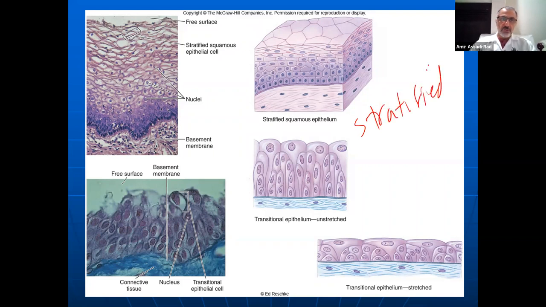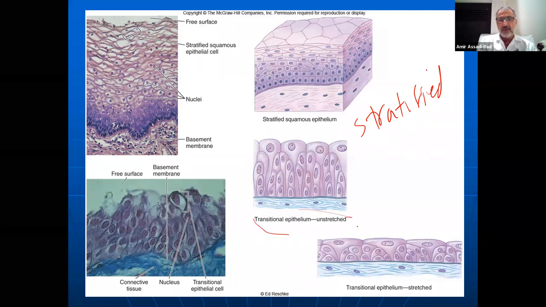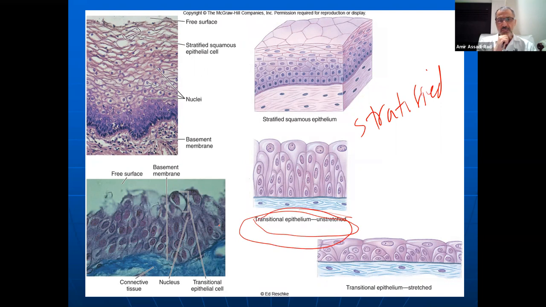So you can see many layers in here. What is this? Free surface stratified squamous epithelial tissue. And they're showing you the drawings. And these are the transitional epithelial tissue. Give me a rain check on that one; we'll talk about it later on. Transitional means they change the shape, and this is not a good place to explain that.